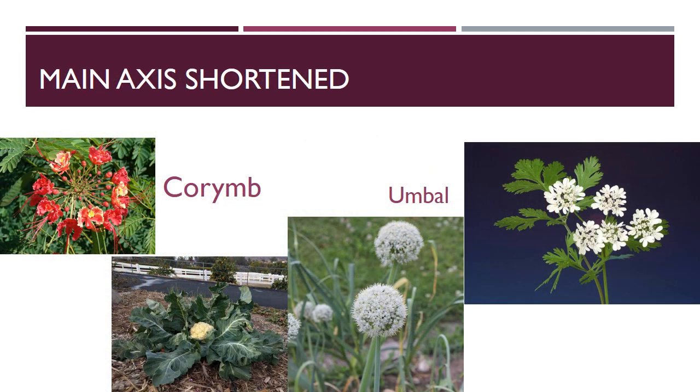Then main axis shortened. Now we are going to see the main axis shortened. It's the second type of raceme. Inflorescence with the reduced growth of central axis. There are two types. One is corymb and another one is umbel. Okay. This is the major division of main axis shortened. This is also divided based on the growing pattern.